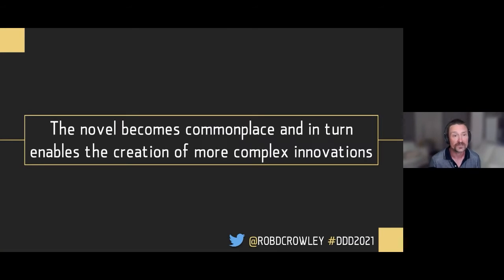And it's the same with technology. The novel becomes commonplace, but in turn allows the creation of more complex innovations. So for instance, with compute that we talked about before, once we started looking at IaaS and cheap virtualization of compute, going from effectively a product to the utility it is with serverless now, that allowed a new wave of innovation around big data and machine learning that wouldn't previously have been possible.